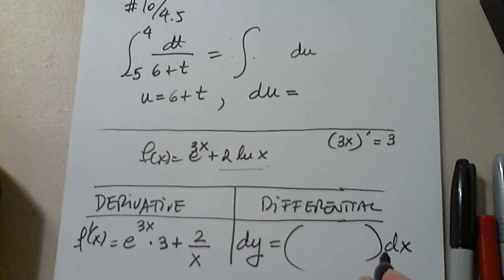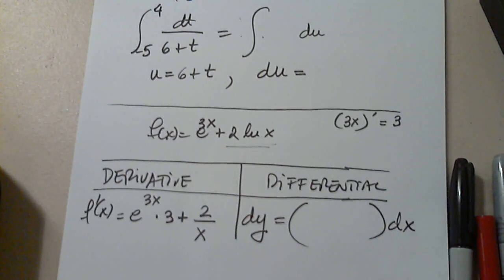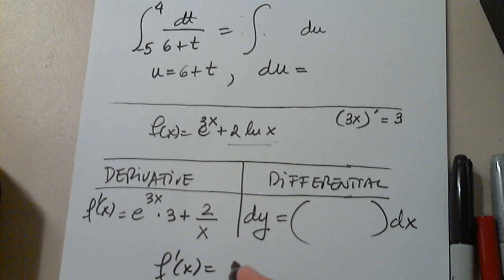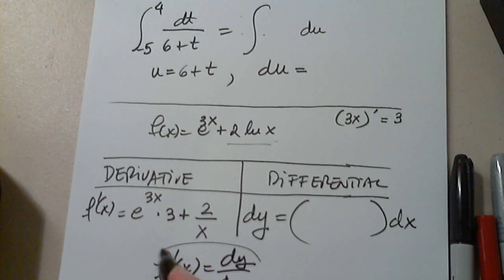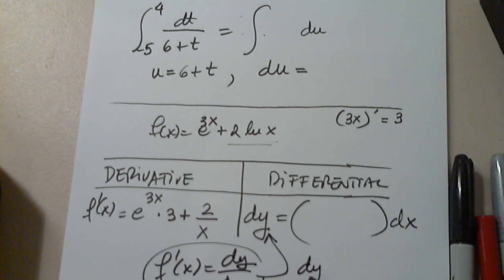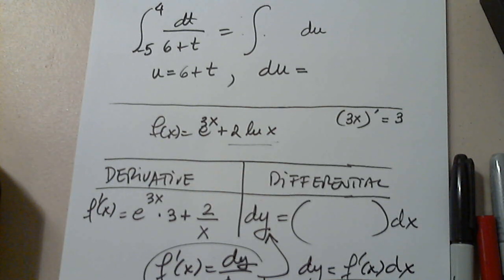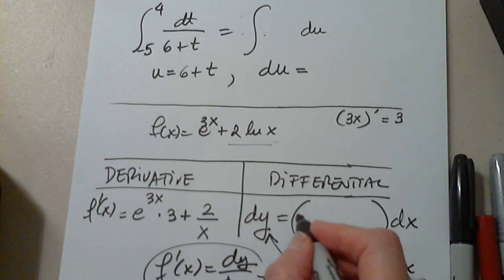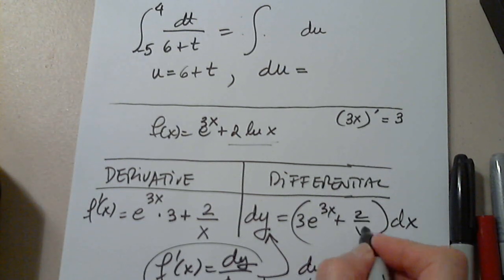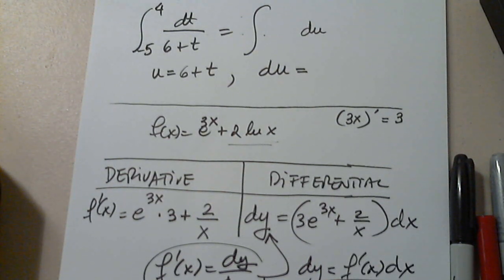I know you didn't mean plus, but I just want to clarify. So it's this times dx. Again, where does this come from? It's the fact that f prime of x is the same as dy over dx. When you solve this equation for dy, you get f prime of x times dx. That's where it's coming from. So I only have to copy this, 3e to 3x plus 2 over x. So the derivative is only this piece. The differential is dy, f prime of x times dx.